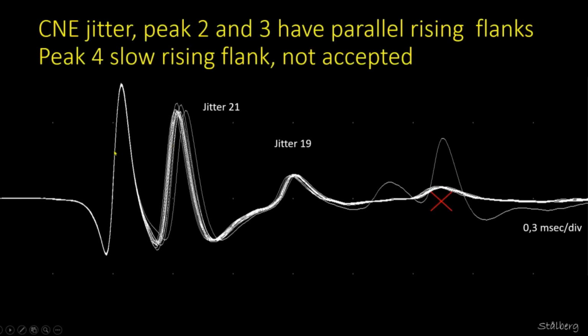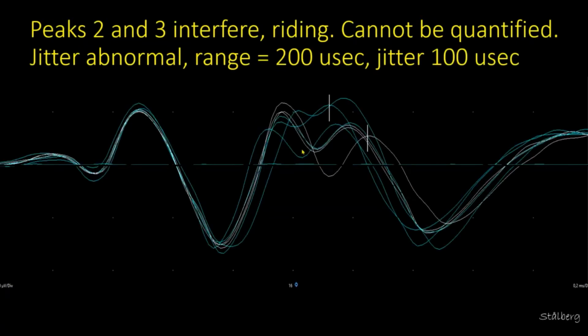We have here the triggering spike and one peak here, and one over here. This one is slow and low, and we omit this because of certain definitions of amplitude. But we can measure the jitter between the first and the second, and the first and the third. And the jitter values here are within normal limits.